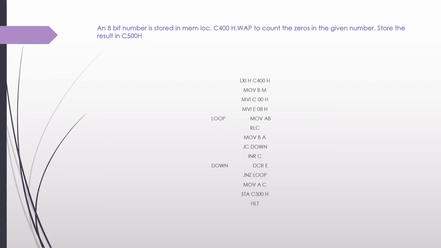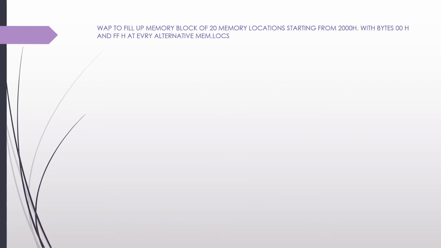byte. Okay. So the next program is to write a program to fill up a memory block of 20 memory locations starting from 2000H with byte 00 and FFH at every alternate memory location. So when you are storing them in every alternate memory location, you have half the locations with 00 and half the locations with FFH. So for that we have done what?